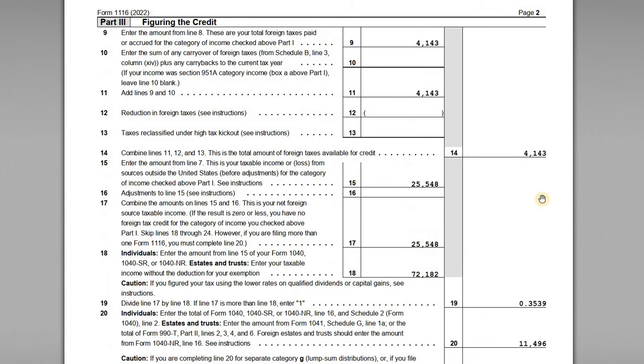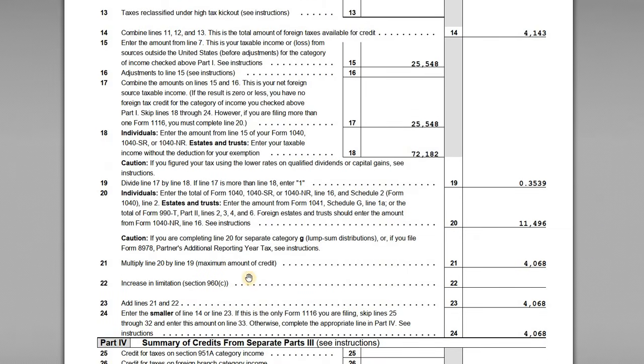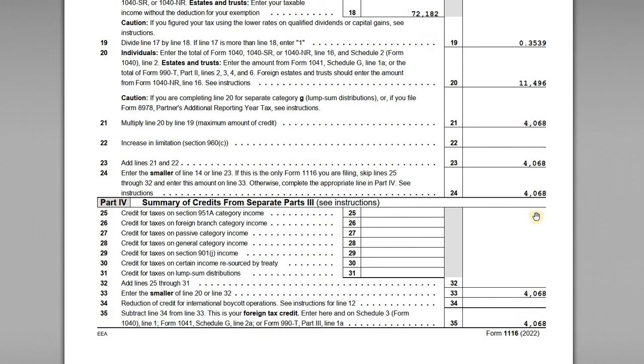So if we go back up to line 14, the total amount of taxes we have available for credit is 4,143. Our limitation, the maximum amount of credit, is a lower amount. So we're only going to be able to claim $4,068 for this year. The difference can be carried back or carried forward.